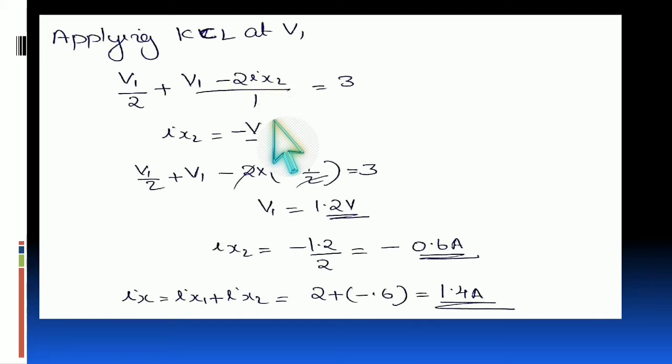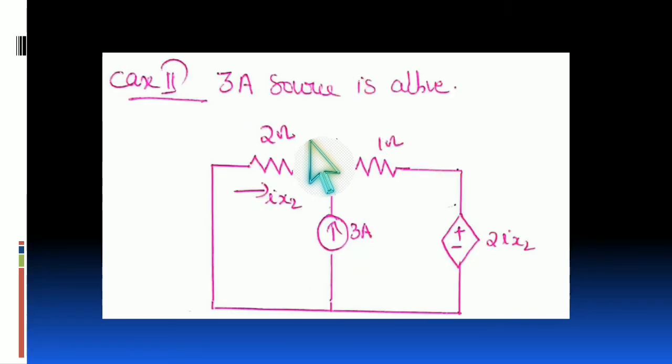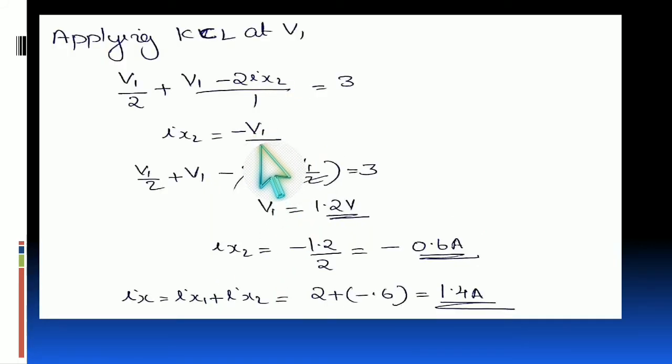By KCL, the sum of currents entering node V1 is equal to the sum of currents leaving node V1. Hence, we can write V1 by 2 plus (V1 minus 2Ix2) by 1 is equal to 3. Here, the left hand side of this equation represents the sum of leaving currents and the right hand side represents the sum of entering currents. Alright? Okay. Then this Ix2 is the current through 2 ohm from the reference node to V1, which can be expressed as (0 minus V1) by 2, or minus V1 by 2.